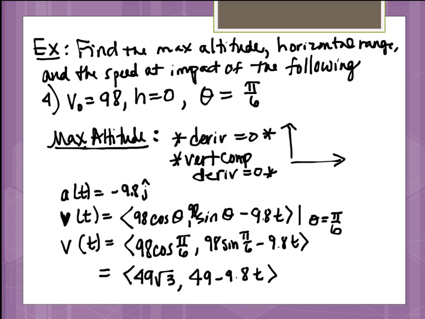But what do we want? We want the vertical component, which is the second component, right? To do what? To be equal to 0. So we're going to set that equal to 0 to solve. All right, so 49 minus 9.8t equals 0. What t value does that give me? 5 seconds. Okay. That doesn't quite tell me the maximum height. That tells me the time when it's going to give me a maximum height.